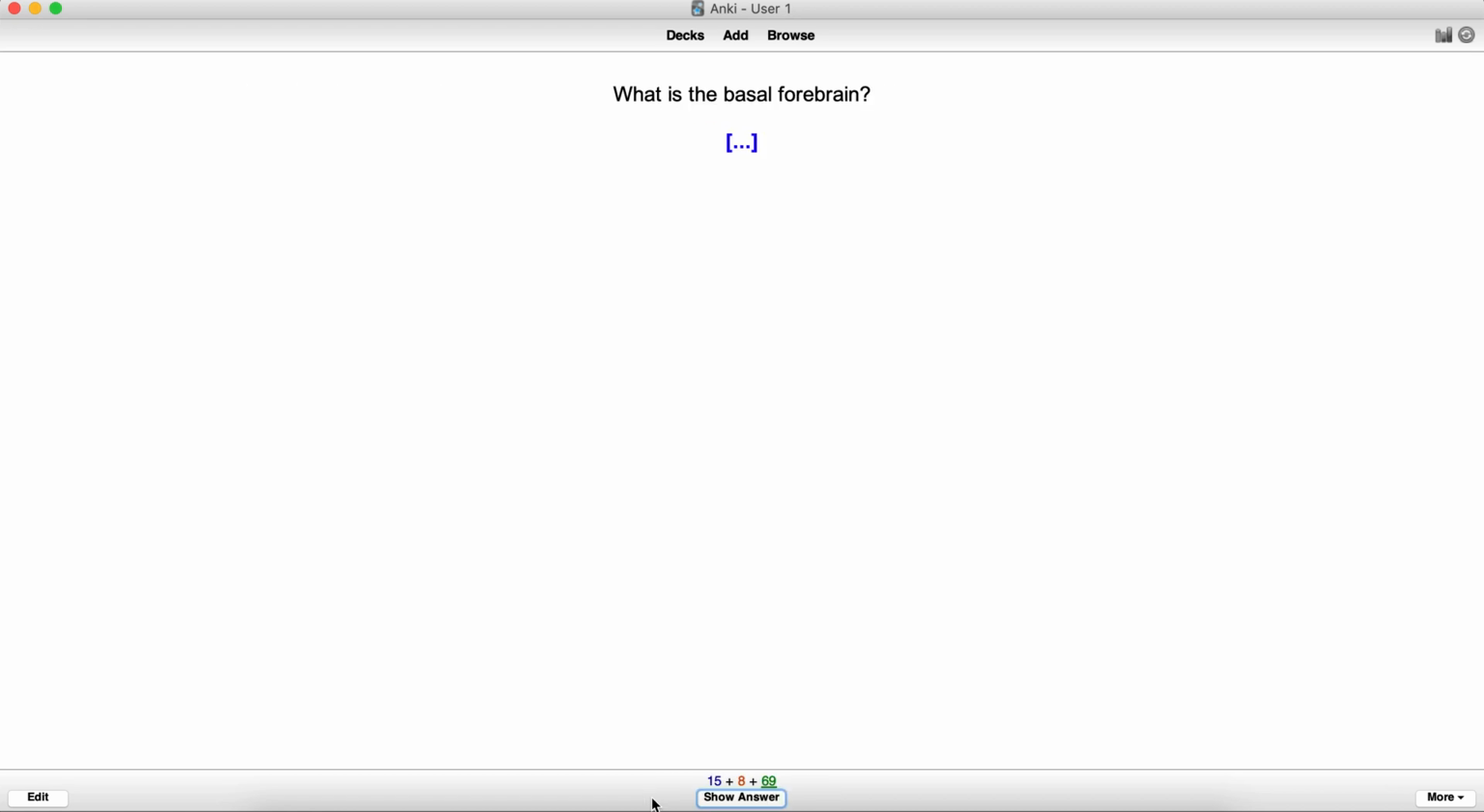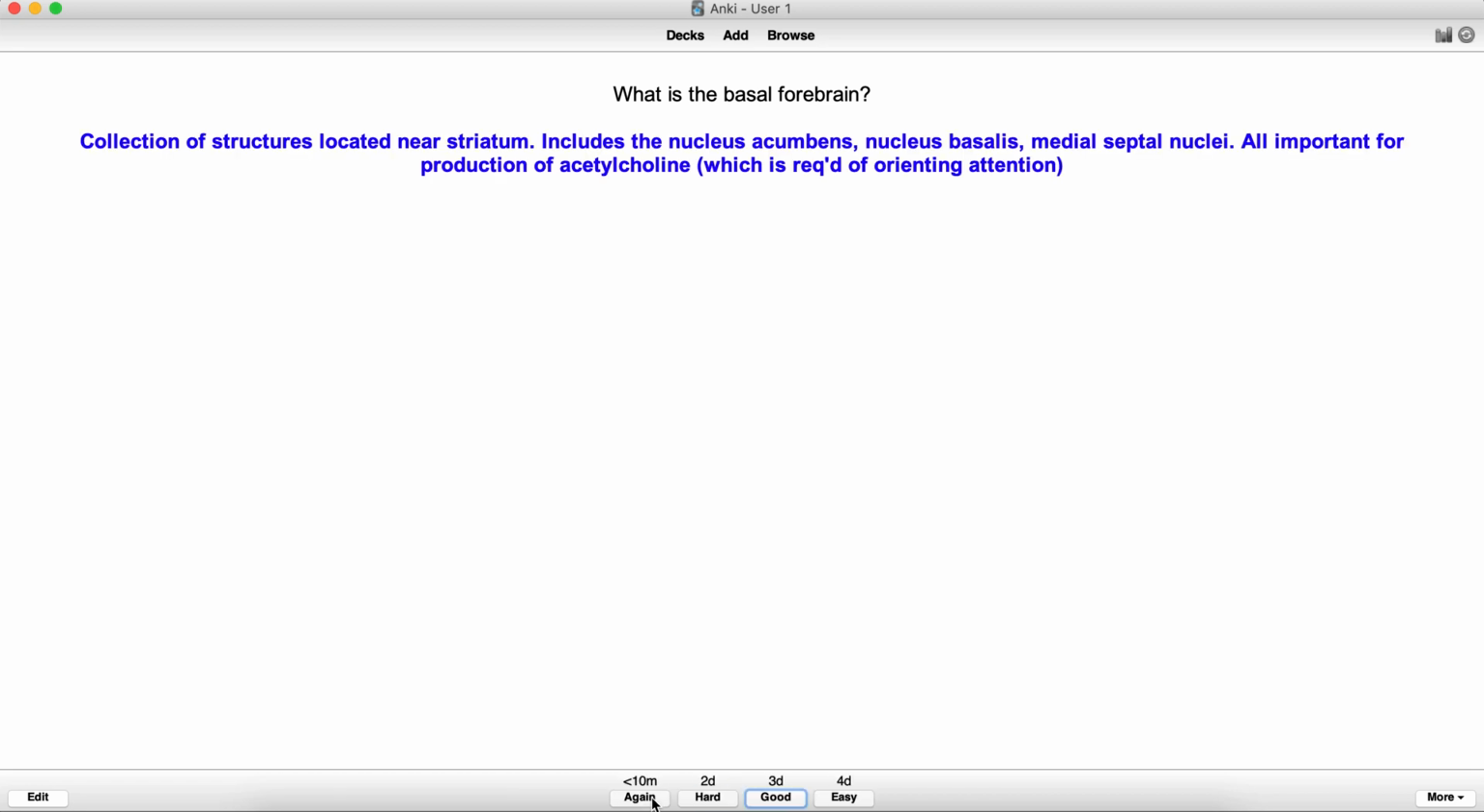The structure located near the striatum of the brain contains structures like the nucleus basalis, nucleus accumbens, and medial septal nuclei, all important for the production of acetylcholine, which is important for orienting attention. Collection of structures located near the striatum of the brain includes nucleus accumbens, nucleus basalis, medial septal nuclei, correct, all important for the production of acetylcholine, which is required for orienting attention.